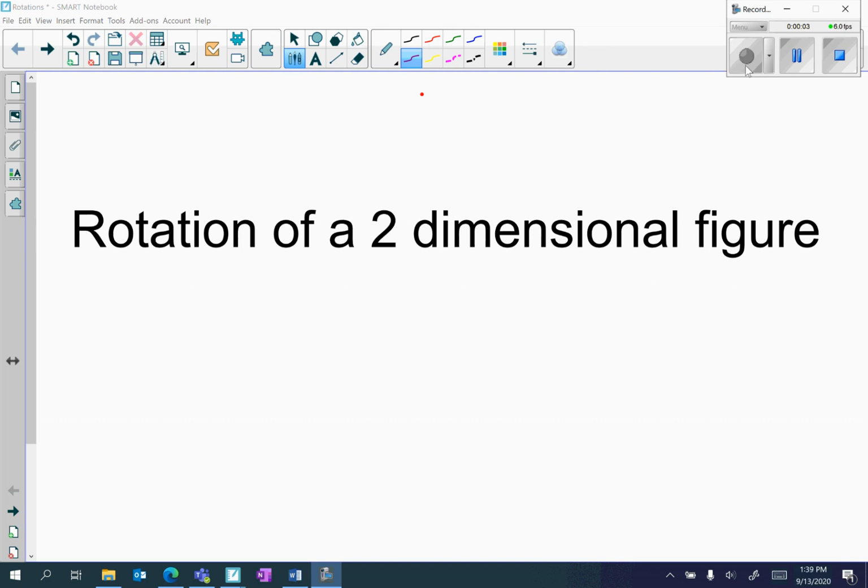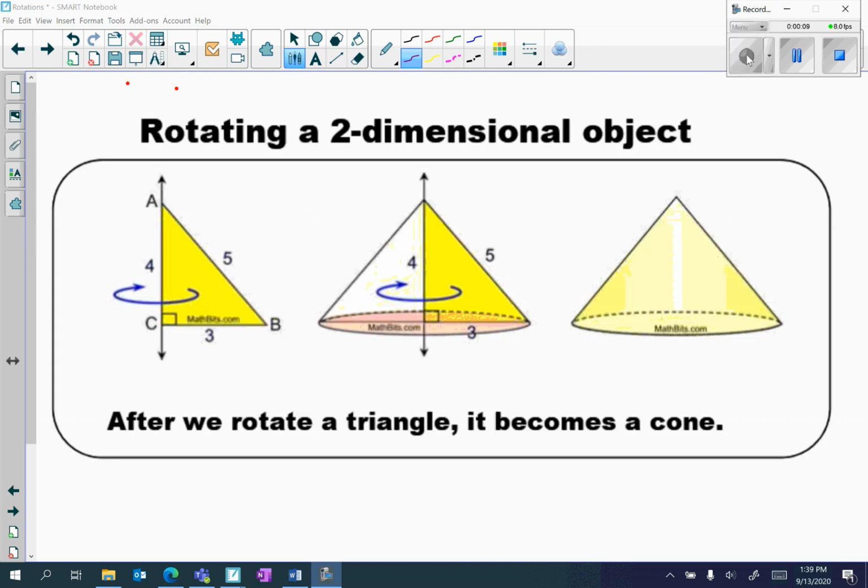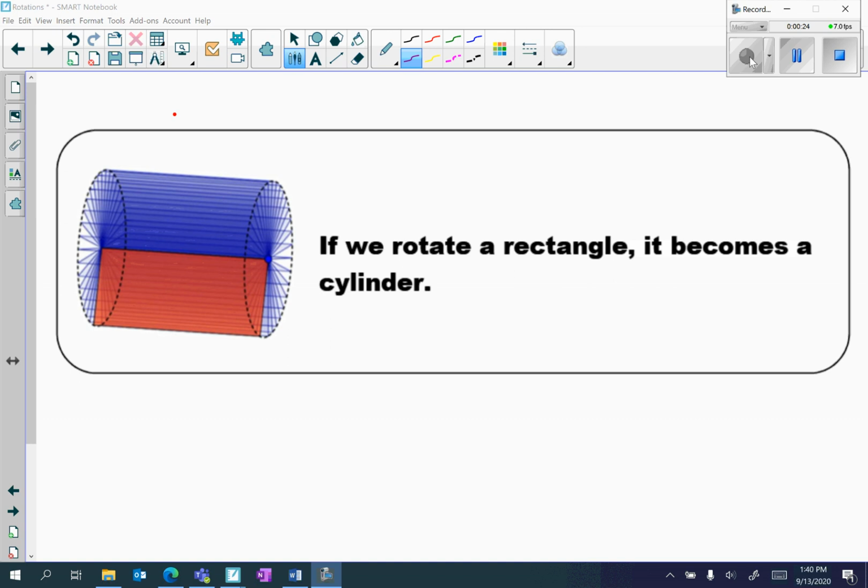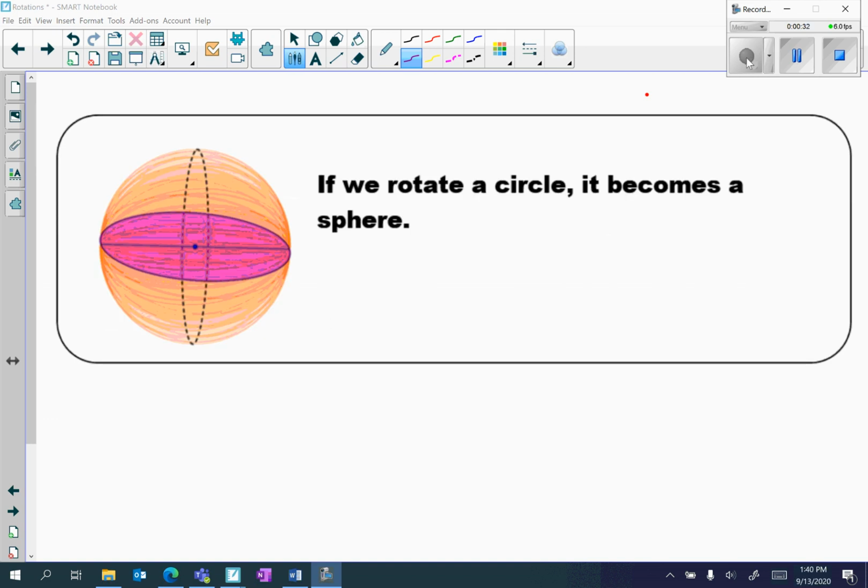Hi everyone, in today's video we're going to discuss the rotation of a two-dimensional figure. If we rotate a two-dimensional figure, we will get a three-dimensional object. So for example, if we rotate a triangle, it becomes a cone. If we rotate a rectangle, it becomes a cylinder. If we rotate a circle, it becomes a sphere.